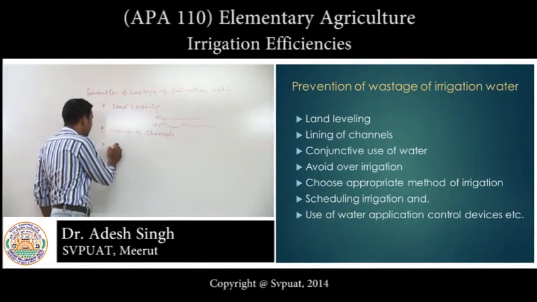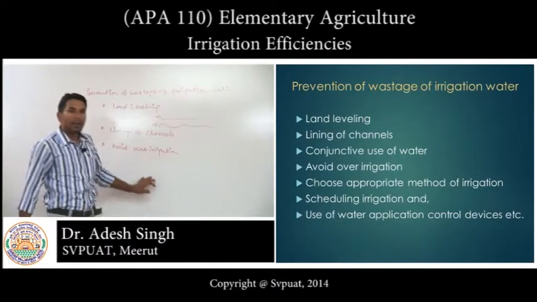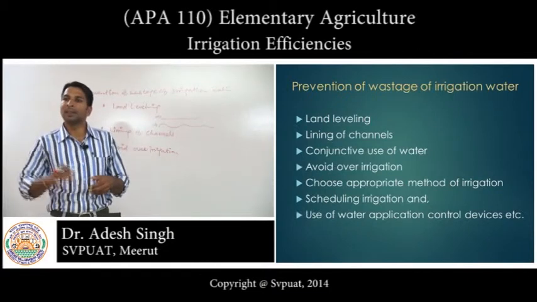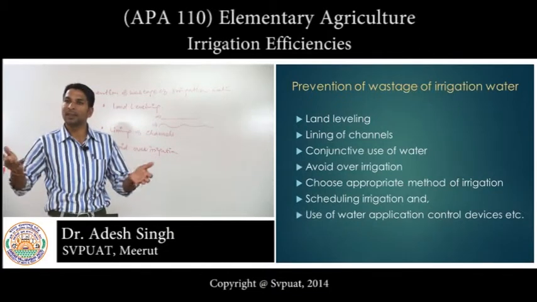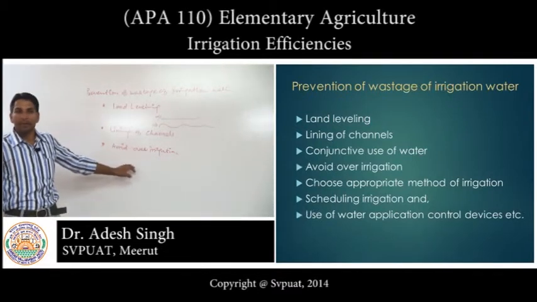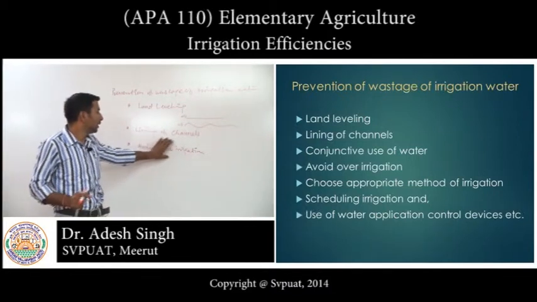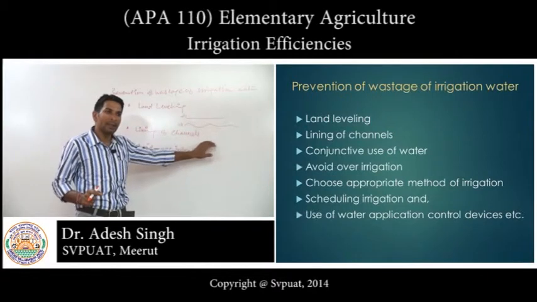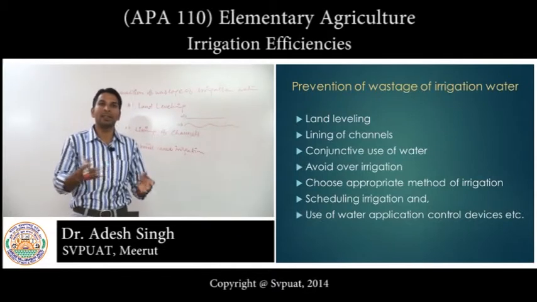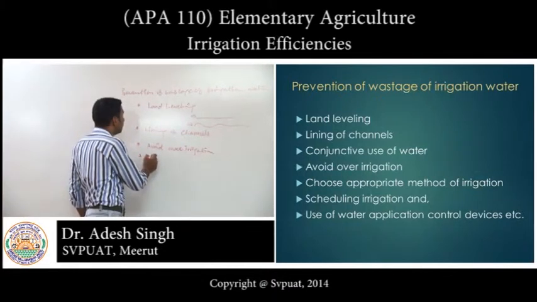Third one is avoiding over irrigation. It means if we provide more water than the requirement of the crop plant, then there is a loss of water. So avoid over irrigation. This simply can save certain valuable water, because if the water is applied in optimum amount, then the wastage of water can be minimized.